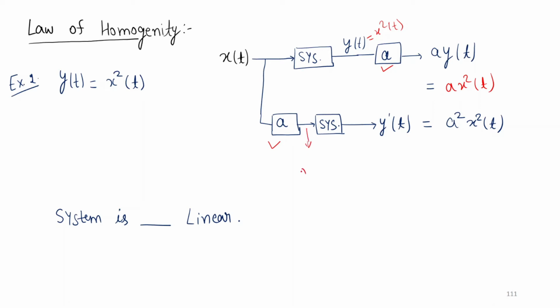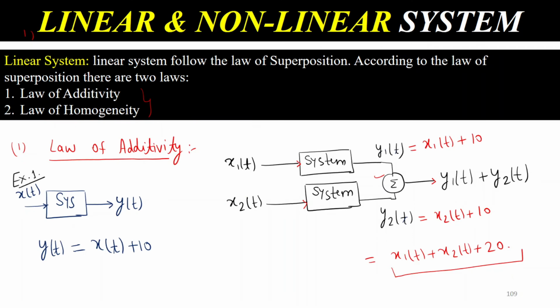Here the input is a x(t), and the system will give you y dash(t). What will the system do? It will square it. So (a x(t)) whole squared will be a squared x squared(t). So y dash(t) is not equal to a y(t), because here it is a x squared(t) and this is a squared x squared(t). So this is also a non-linear system. It is not following the law of homogeneity, because the system will be linear when it follows both the law of additivity and the law of homogeneity.